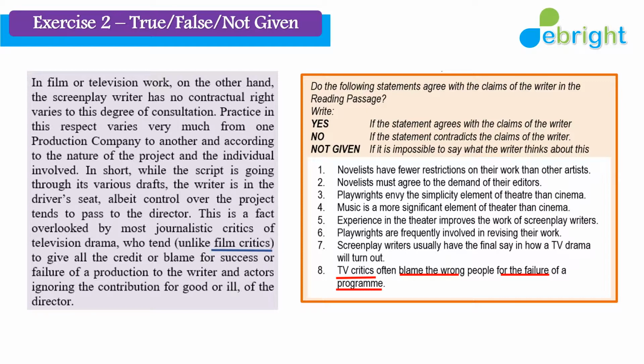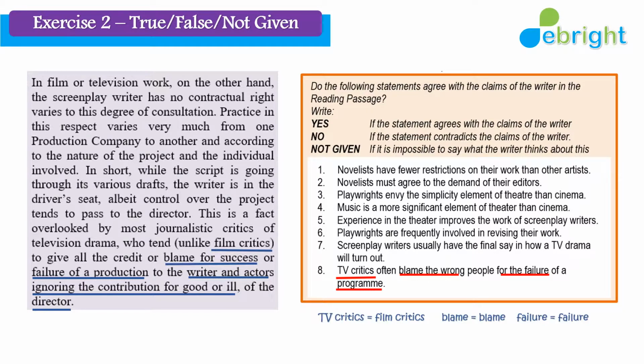You've got film critics over there. You've got also blame for success, and then failure of a production, writer and actors, and also contribution for curatorial and director. Let's read the statement which contain those keywords. This is a fact overlooked by most journalistic critics of television drama, who tend, unlike film critics, to give all the credit or blame for success or failure of a production to the writer and actors, ignoring the contribution for curatorial of the director. So, the synonyms are TV critics is similar with film critics.